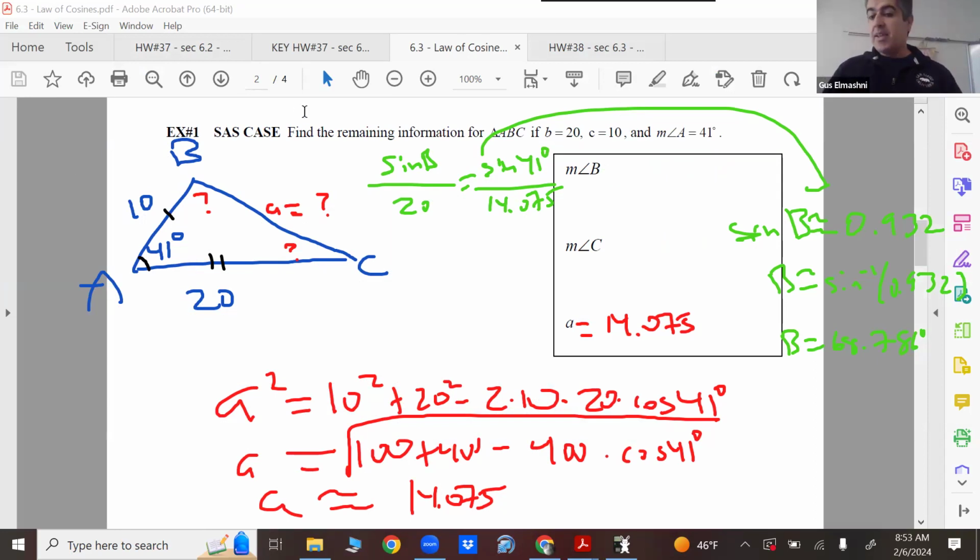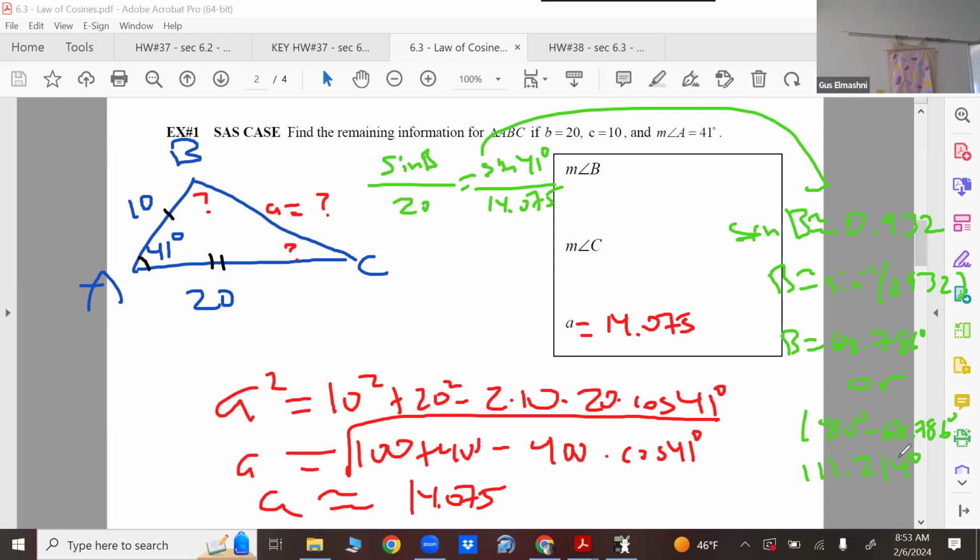Okay. So yes, I did get 68.76 degrees. However, I did mention you do need to consider its supplement. Whenever you do the inverse sine, you have to always consider that. 180 minus 68.786, which would be 111.214. Now let me ask this question. Can 111.214 work with 41?